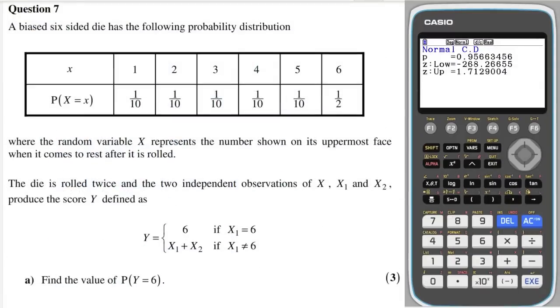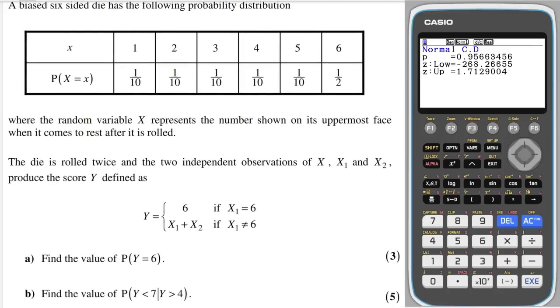Bosh. Okay, question 7, we have a biased 6-sided die and the following distribution. This means that you roll it and it's the uppermost face, and then the die is rolled twice and the independent observations of X, X1 and X2, produce a score of Y. So you get a score of 6 if X1 is equal to 6, that's just straight off the bat, game over. And if it's not equal to 6, then you add the first and the second. Find the probability that you get a 6.